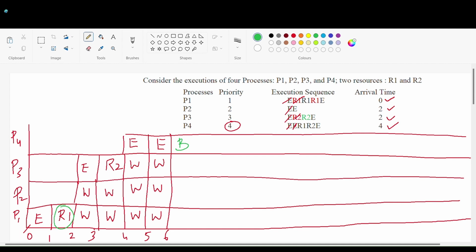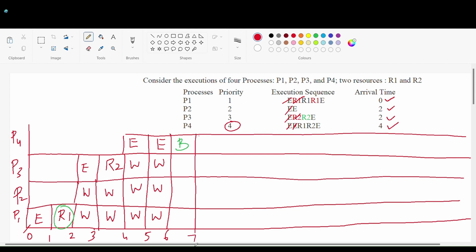It is blocked because the resource is not available. P4 wants to execute R1, and R1 is not available because R1 is being used by P1. So R1 is busy. Clear?